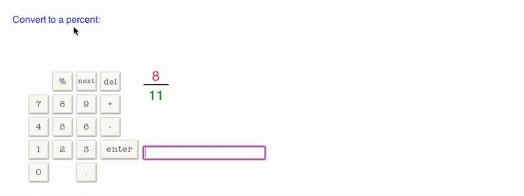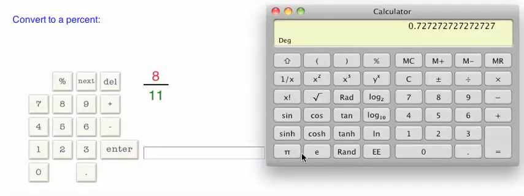Convert a fraction to a percent. So 8/11, we want this into a percent. So 8 over 11 is 8 divided by 11. So that's all we're going to do, 8 divided by 11. So here's my handy dandy calculator, 8 divided by 11, and that gives us a nice repeating decimal, 0.72727.